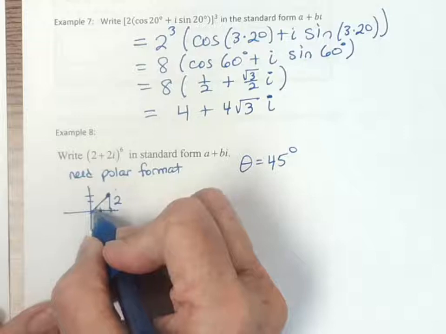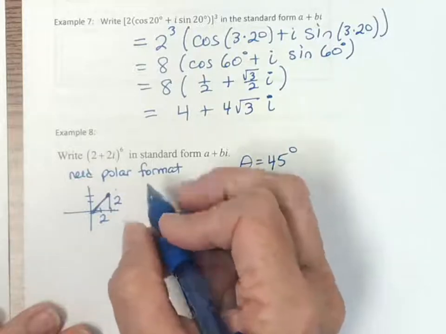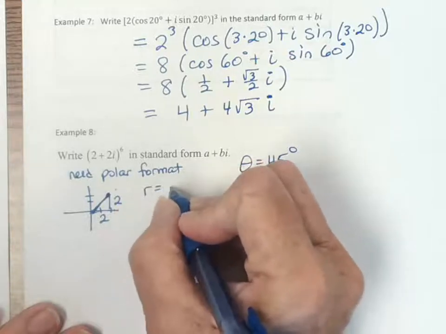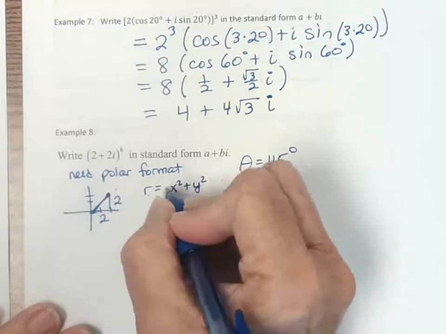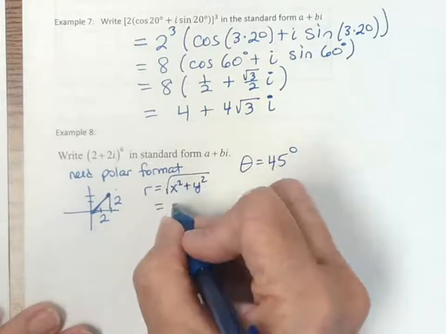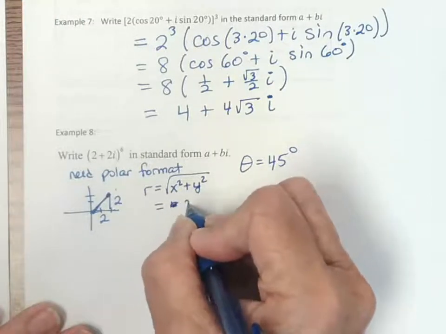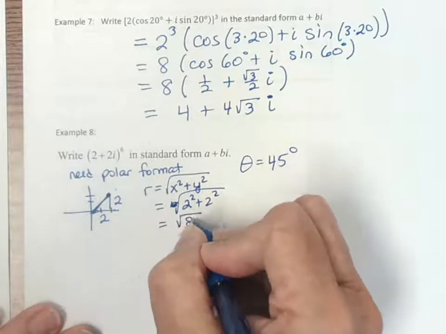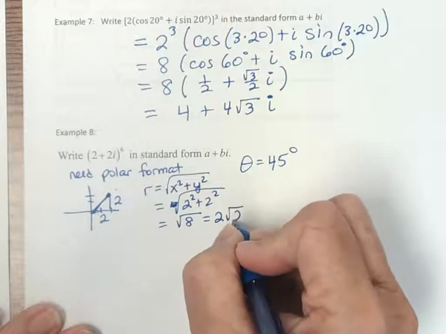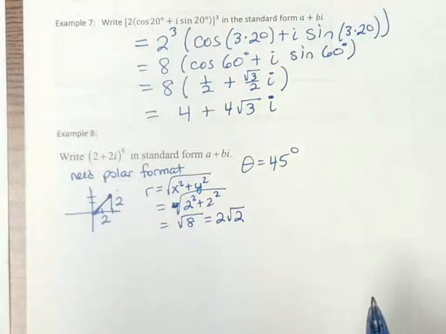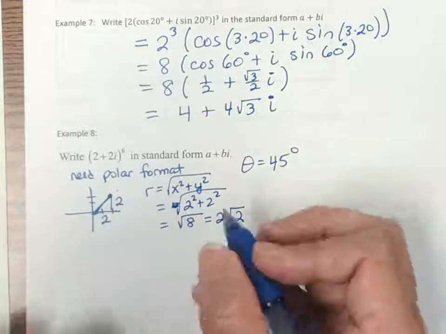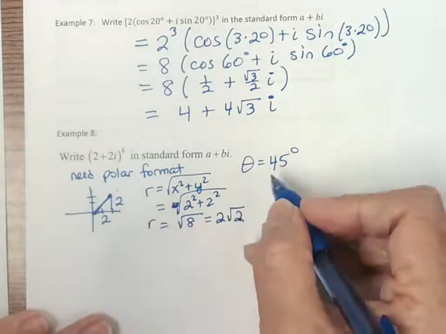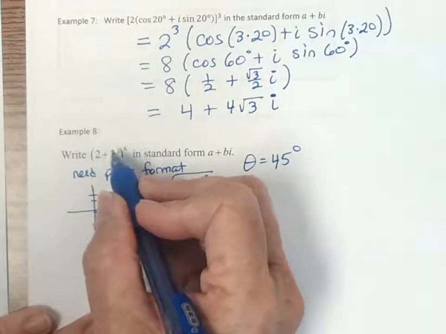If I wanted to know the radius right here, which we do need to know, so the magnitude, that is equal to, radius is equal to x squared plus y squared square rooted. So that is 2 squared plus 2 squared square rooted, or in other words, the square root of 8, which is 2 square root of 2. Okay, we're almost there. Hang in there. We can get through this. So we now have my radius. That's your radius. We know the angle. I can now write this in polar form.